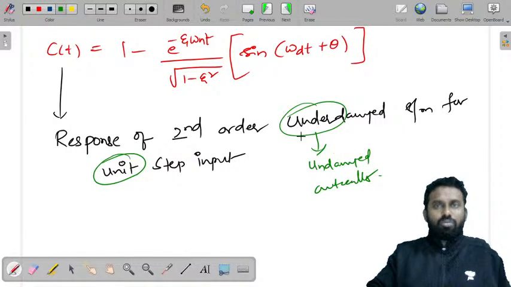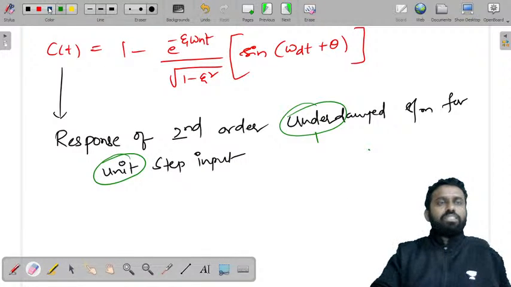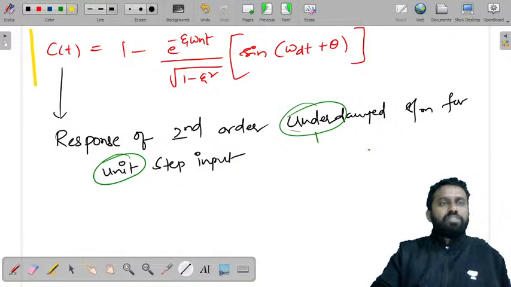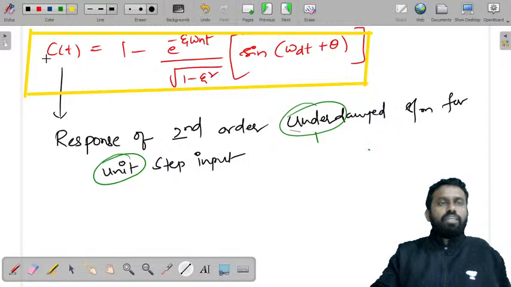Clear? Now what is this theta? You know this. So this can be the question. So finally the response is c of t is equal to 1 minus this value. Alright, so this is the answer to the given question.